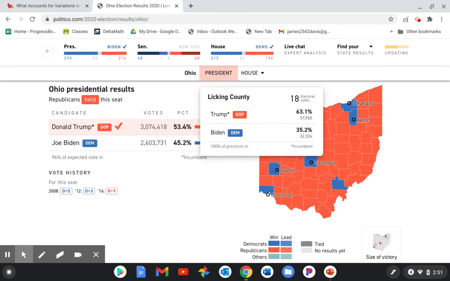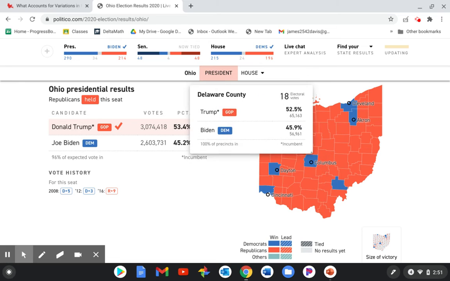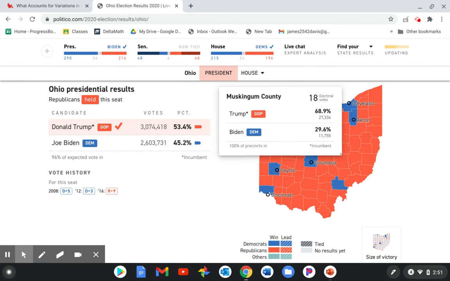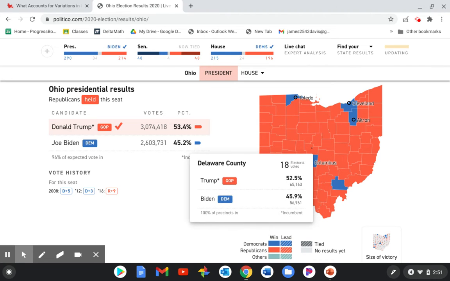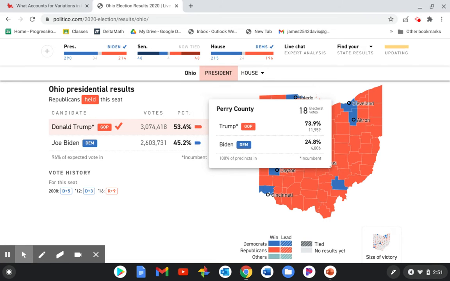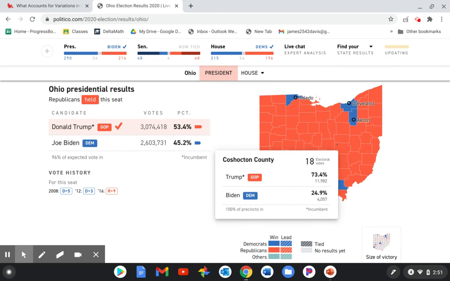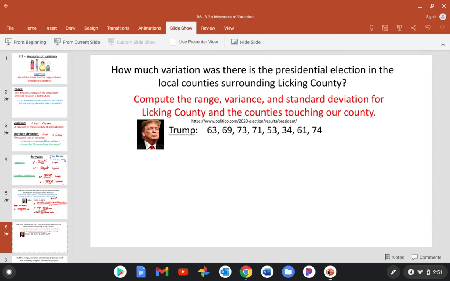So considering we live in Licking County, what we're going to do is figure out how much variation there is in the counties, Licking County and the ones surrounding it. So what I did is I went to all of the counties touching it. So Knox County, Delaware County, you can see it's pretty close there. Franklin County, Fairfield County, Perry County, Muskingum, and Coshocton County. And recorded all of those, which we have here. And we're going to figure out what is the variance between these counties. So sort of what's the spread of this data.